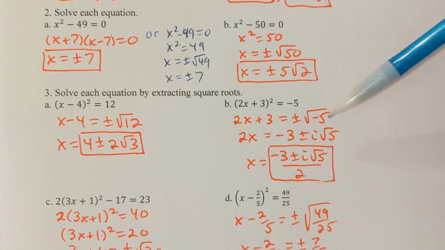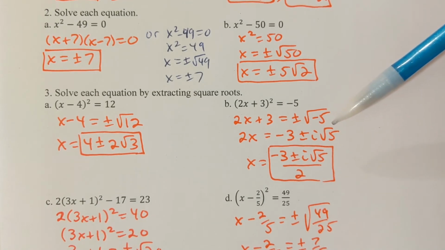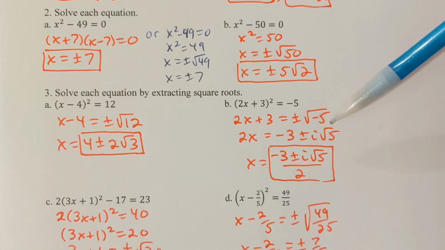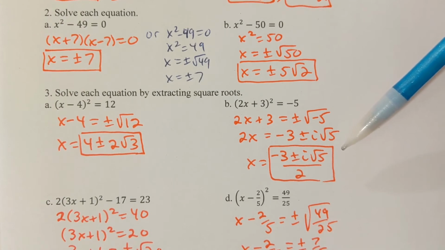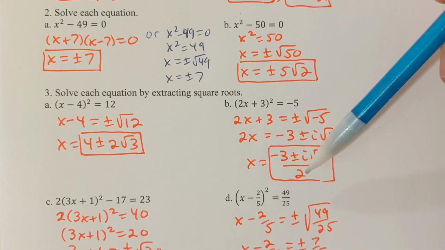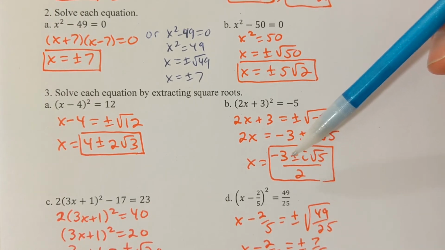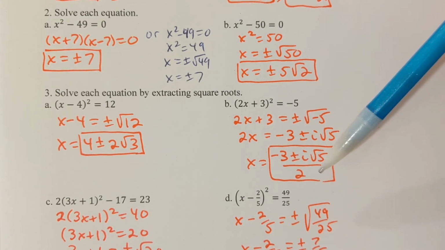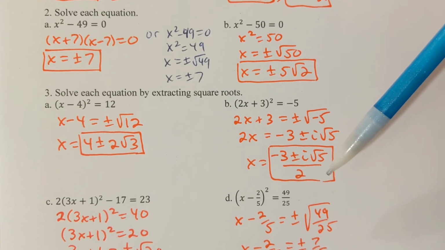Now, I mentioned in the last chapter at the end that imaginary numbers will come up, and here's a situation where we see that. The square root of negative 5 in imaginary form would be i root 5. So my two answers are the following. Negative 3 plus i root 5 all over 2, that's one answer. And then negative 3 minus i root 5 all over 2, that's another answer. Again, you always have two answers with a quadratic.